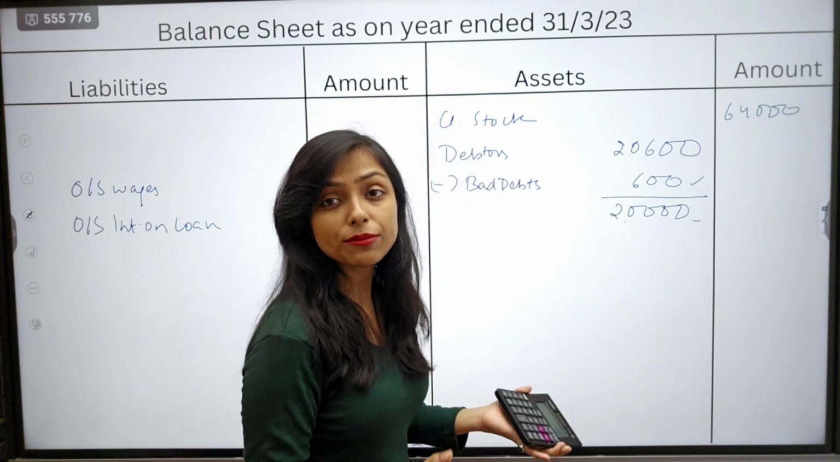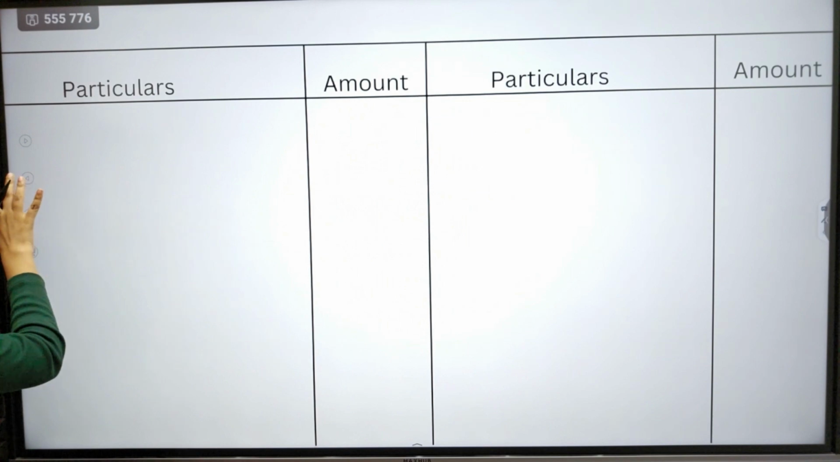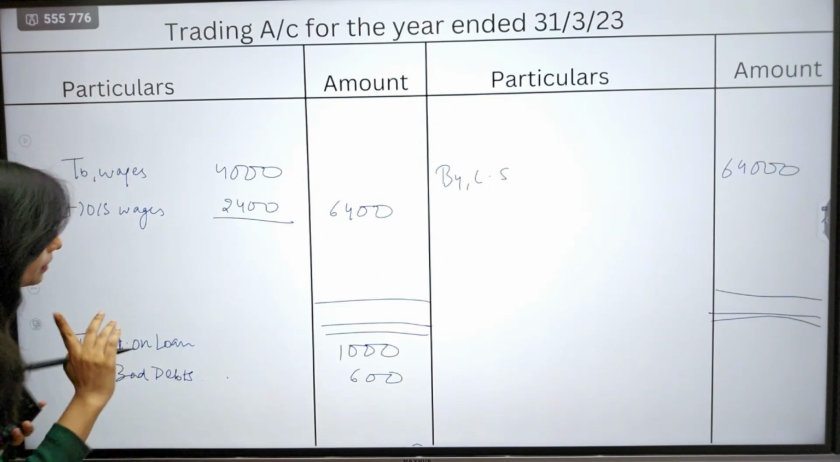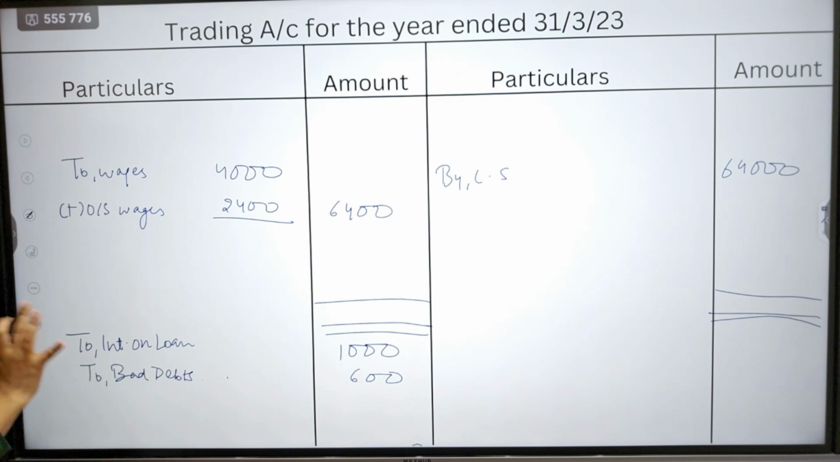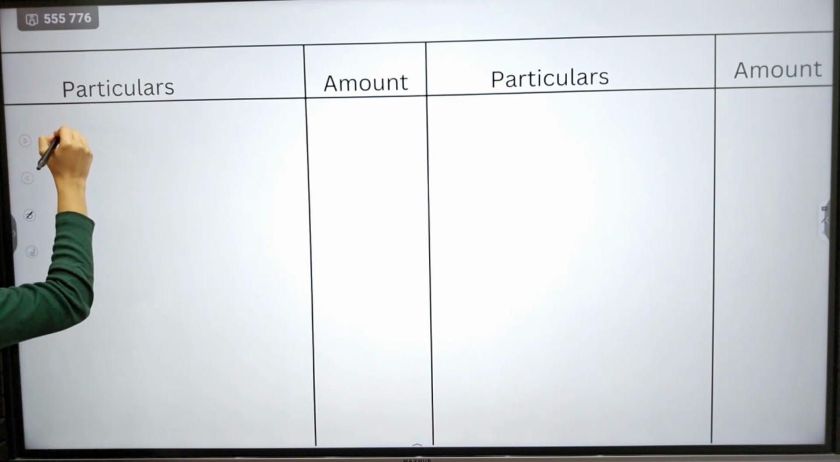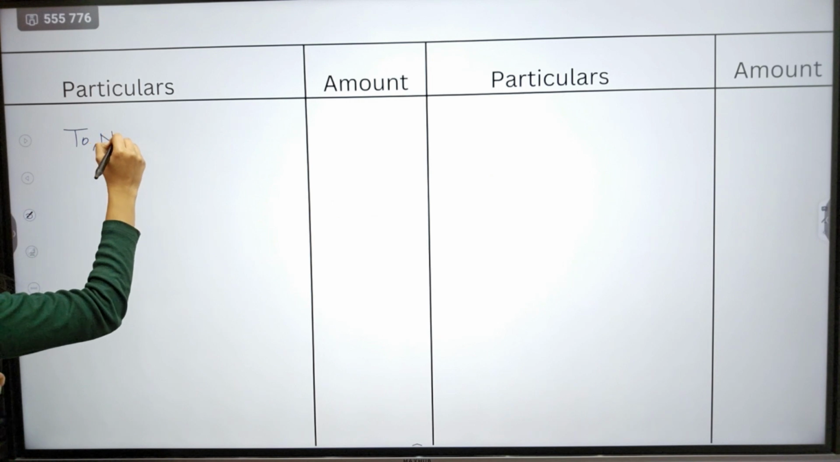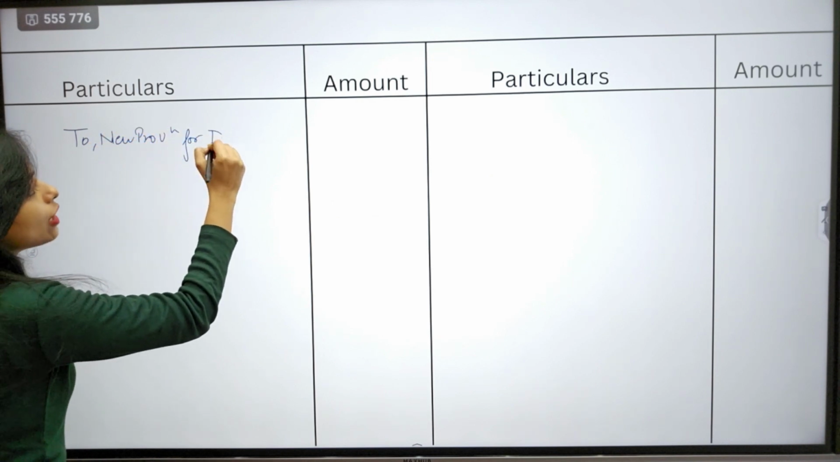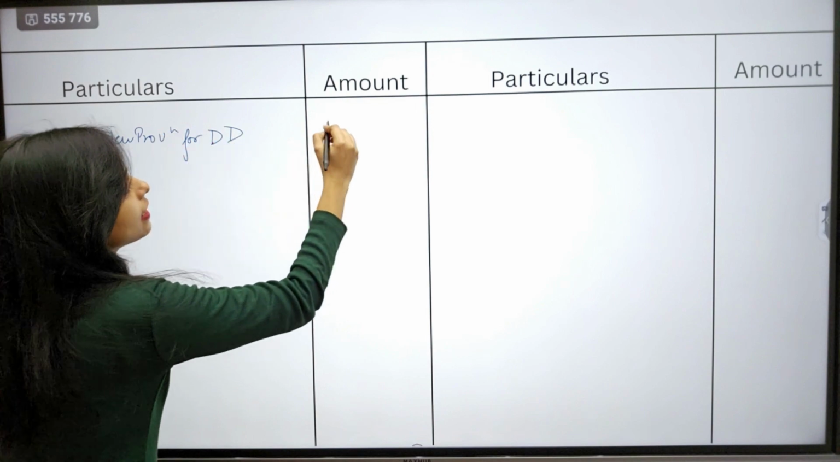1,000 rupees. Now what am I going to do with this 1,000? I have been told to make a provision. In the PL account, I am going to make this provision. See how? This is my PL account. So I'll write it like this: To new provision for doubtful debts.